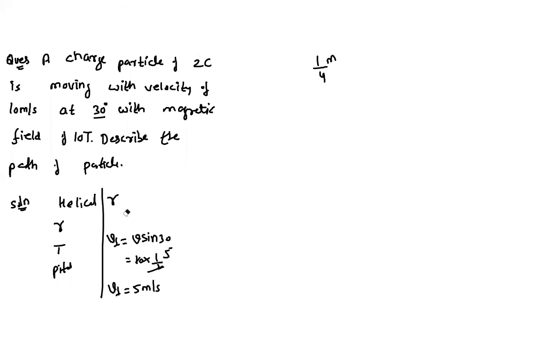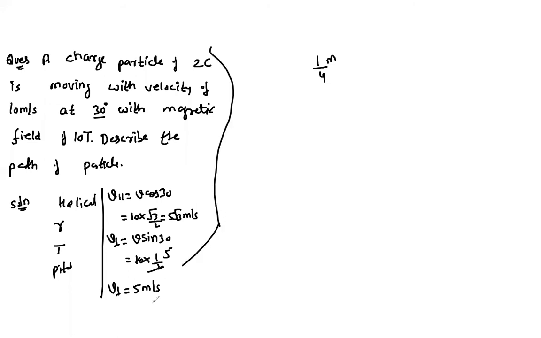Similarly, let's calculate V parallel. V parallel will be V cos 30. So your V is 10, cos 30 is root 3 by 2. That comes out to be 5 root 3 meter per second. So this is V parallel and this is V perpendicular.